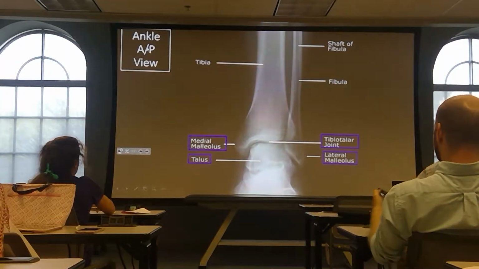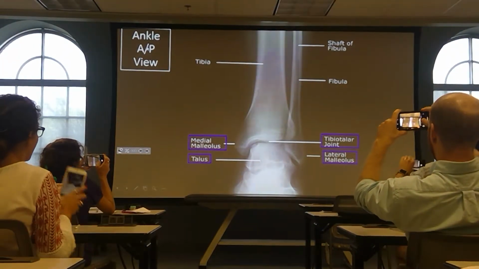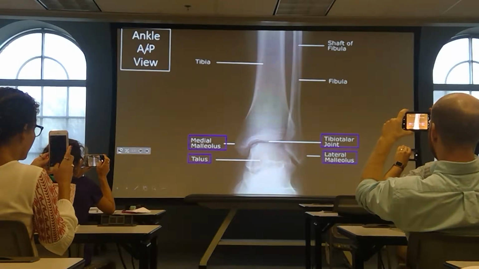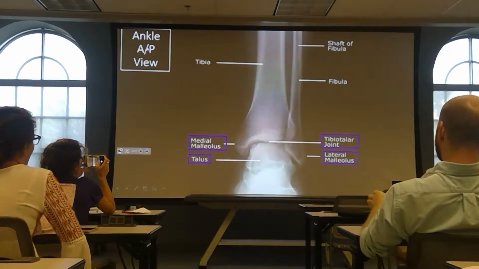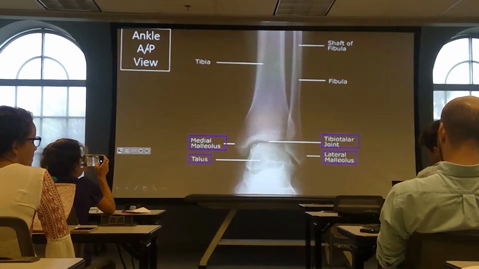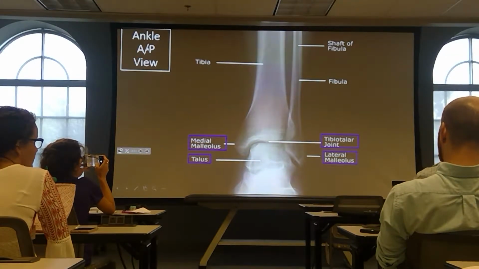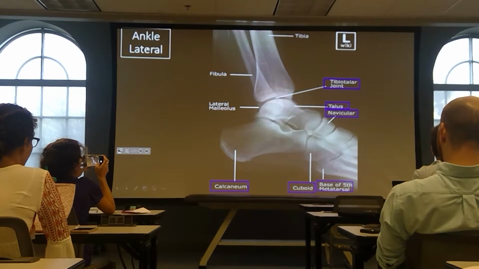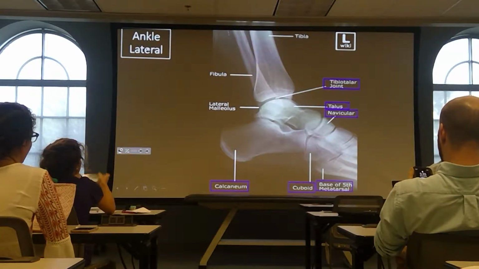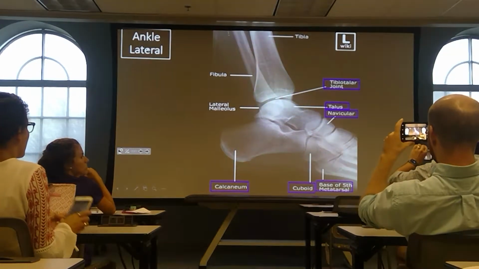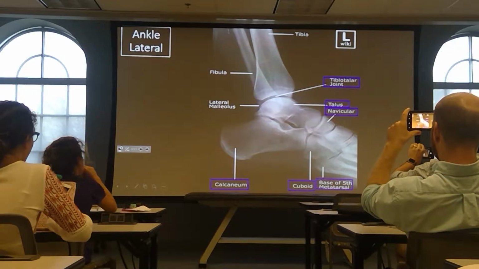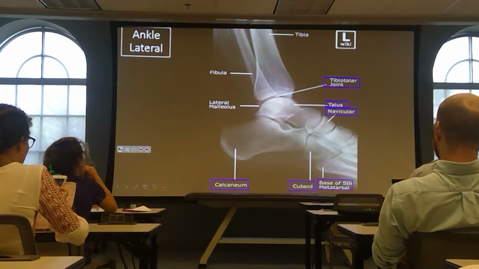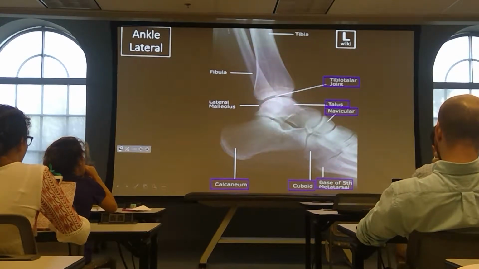This is our ankle view, so our medial versus our lateral malleolus, and then you have your tibio-talar joint there. We have a lateral of our ankle, so we have the calcaneus, the cuboid, the base of the fifth metatarsal. That's really important because there's a common fracture that occurs there. Your navicular, those are pretty all easy to see on that view.